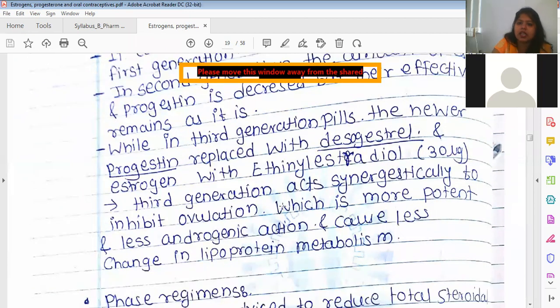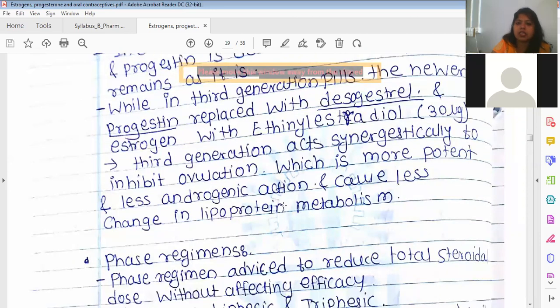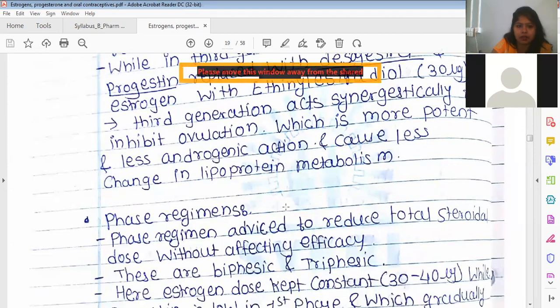While in the third generation derivative, the newer derivative, the estrogen derivative is replaced with desogestrel. Okay, estrogen derivative जो आहे तर त्याला रिप्लेस करून कोणाला वापरलं तर प्रोजेस्टिनला. क्लिअर? आणि हे आता थर्ड जनरेशन पिल्स आहे. The third generation pills act synergistically to inhibit the ovulation and have less androgenic activity and less lipoprotein metabolism effect. म्हणजे त्यातल्या त्यात चांगलं म्हणणार नाही मी त्याला, बट त्यातल्या त्यात चांगलं पहिल्या दोन कंडिशन पेक्षा थर्ड जनरेशन it is an effective derivative.